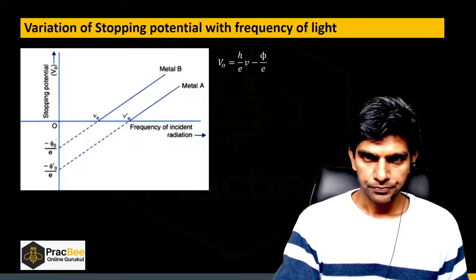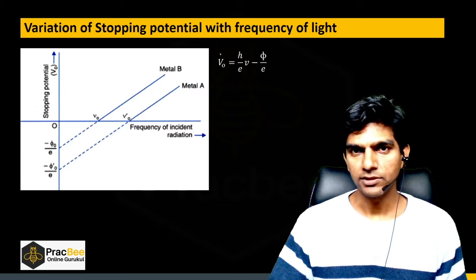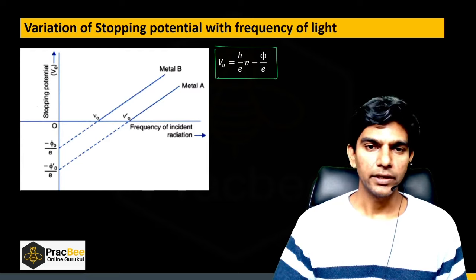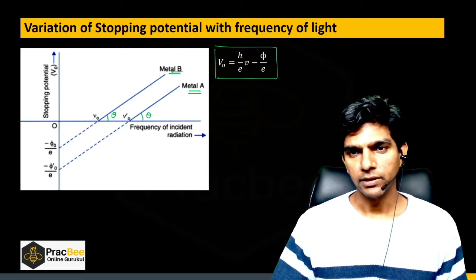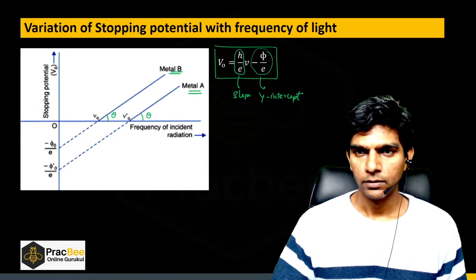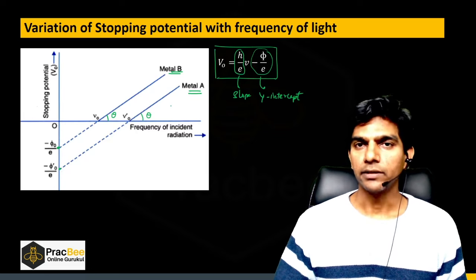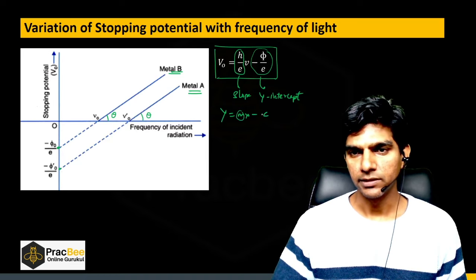Now let us see the graph of stopping potential with the frequency. We have just seen this formula: V naught equals h by E nu minus phi by E. If I take this angle as theta and this angle is again theta, this is metal B and this is metal A. This is the slope and this is the y-intercept. It's a linear graph because it is of the form y equals mx minus c, where m is the slope and c is the y-intercept.